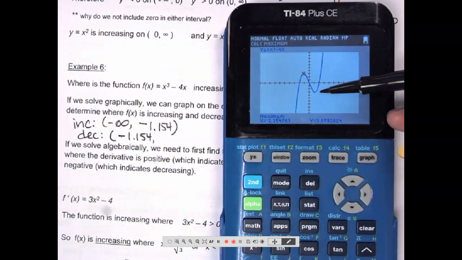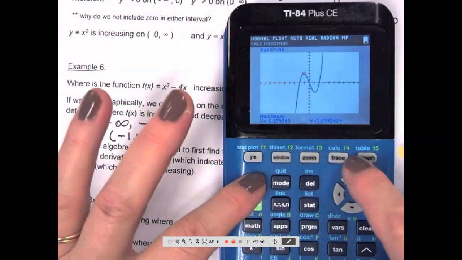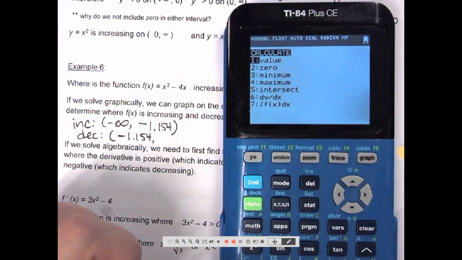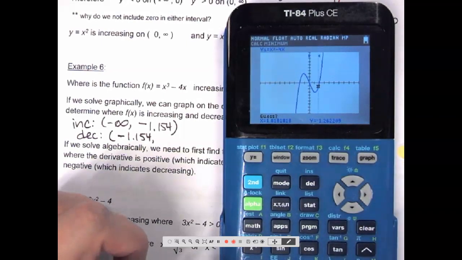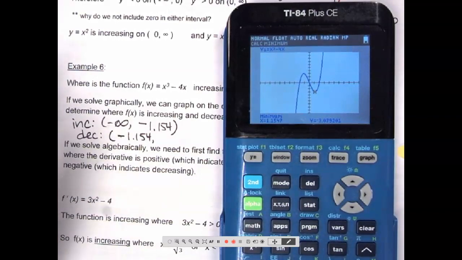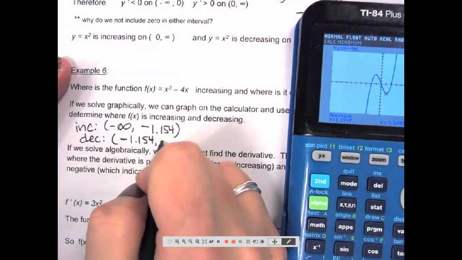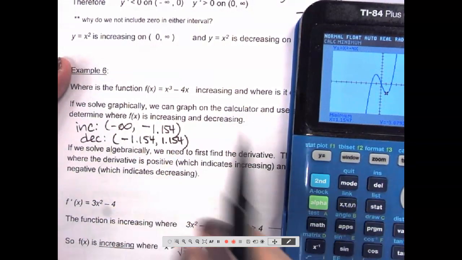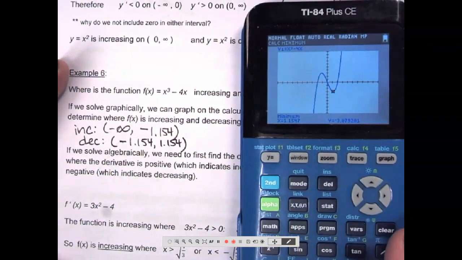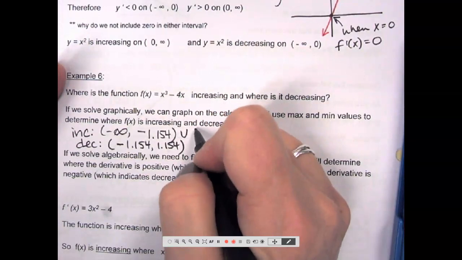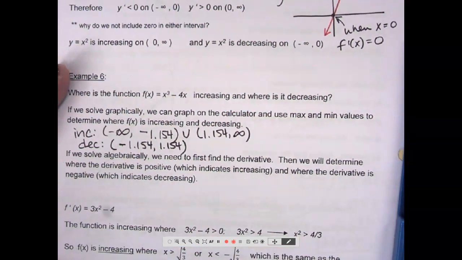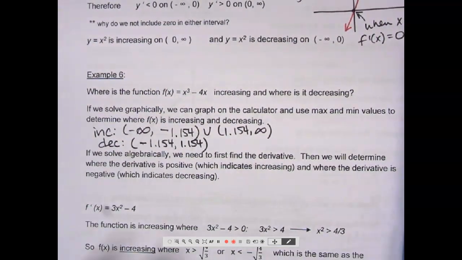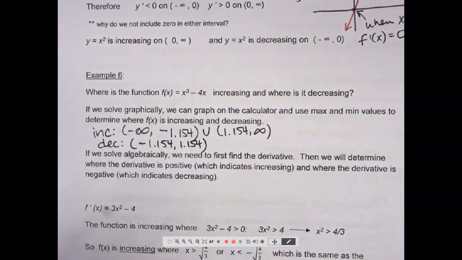But I've got to figure out where it stops decreasing and starts increasing again. So now I'm going to find that minimum. I need help with the calculator. Oh, it looks like it's 1.154. Okay, then again, it's going to start increasing. So I will say union 1.154 to infinity. Okay, so that's pretty easy on the calculator.